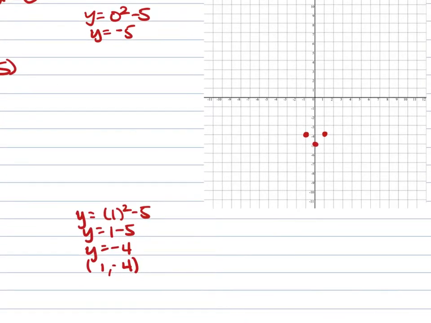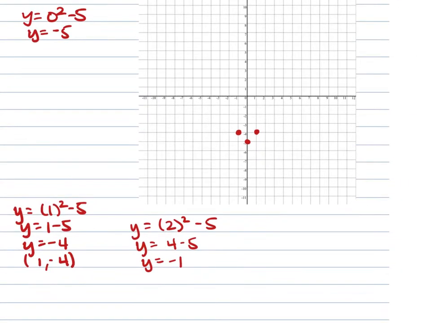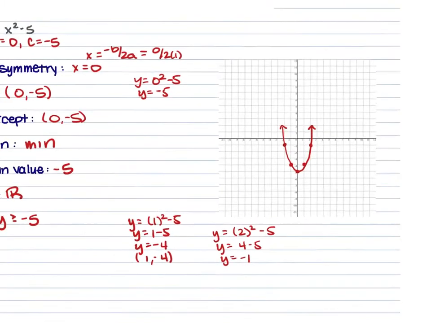We can also use 2, so y is equal to 2 squared minus 5. Y is equal to 4 minus 5, so y is negative 1. So that's 2, negative 1, as well as negative 2, negative 1. From here, we just draw the line through our points, making sure we have arrows on both sides of the line, and then we're done.